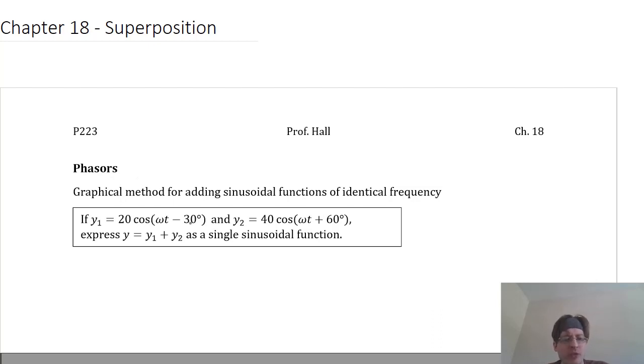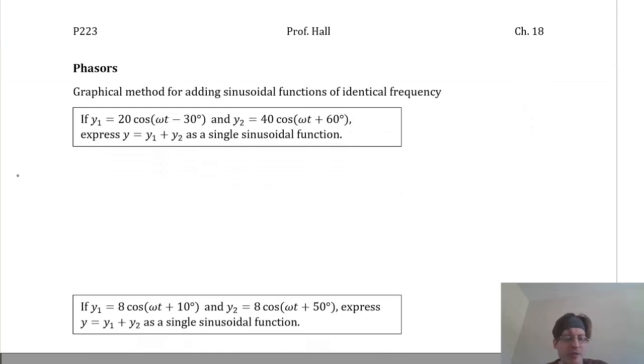Now remember that each one of these sinusoidal functions can be thought of as a phasor, like a vector. I'm recalling the connection between circular motion and simple harmonic motion. Okay, so what I have here is y1, which I would draw in a phasor diagram at minus 30 degrees. And then it has length 20, by the way. And then y2 is at 60 degrees, and it has a length of 40.